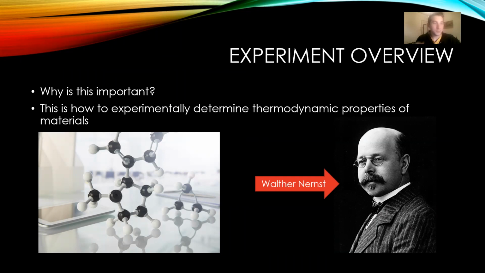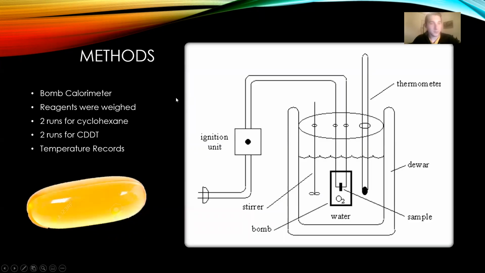So basically, the Haber-Bosch process produces pretty much all the ammonia in the world, which also produces pretty much all the synthetic fertilizer in the world. So this type of understanding of bond enthalpies and heat transfer feeds the world, sort of. Okay, so let's go into this experiment a little bit more.